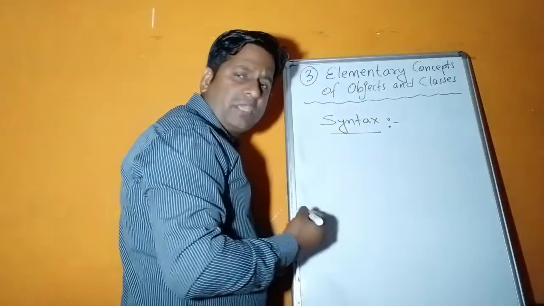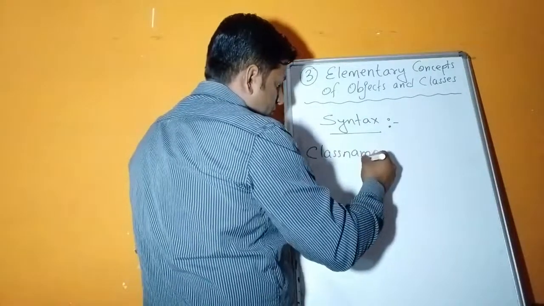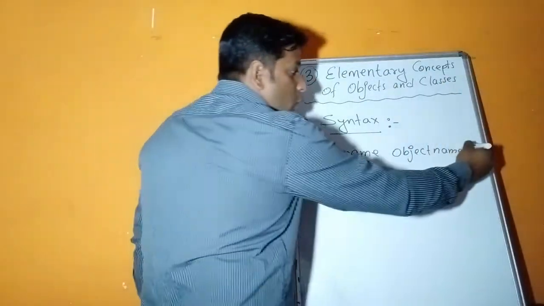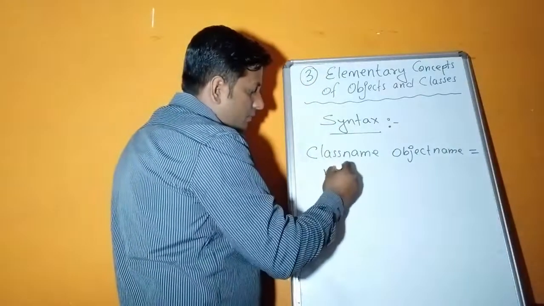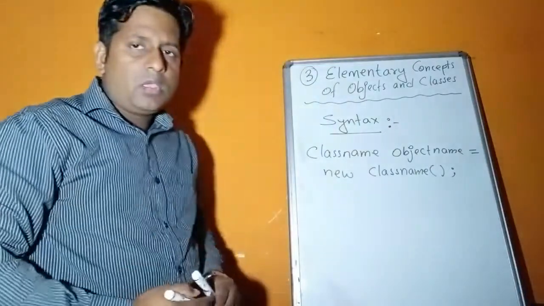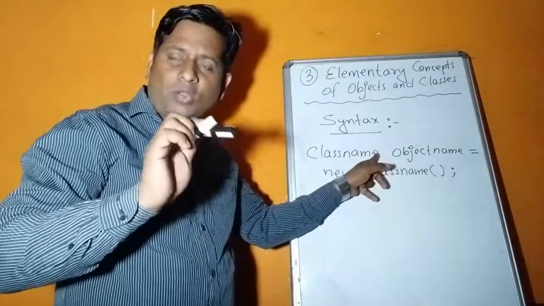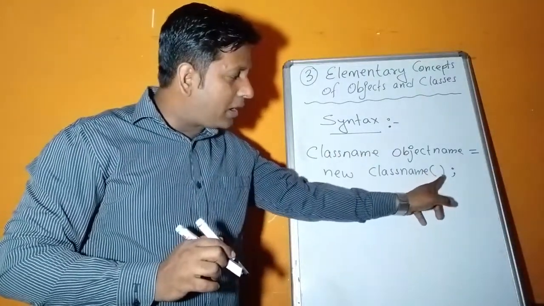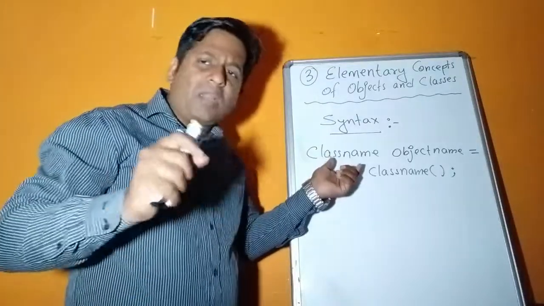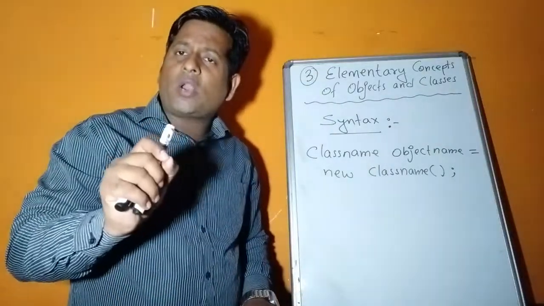To create the object, we first write the class name, then the object name, then the equal to sign, then new, then the class name with function sign and semicolon. See the difference between this class name and this class name. This class name has no opening and closing bracket, so it is a keyword. And this class name has opening and closing brackets, so it is a function or method. Got the difference between keyword and function or method? Keywords are inbuilt words, they don't contain opening and closing brackets. The words which contain opening and closing brackets are known as functions.